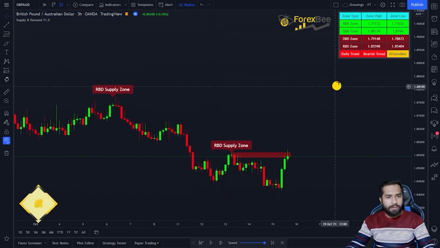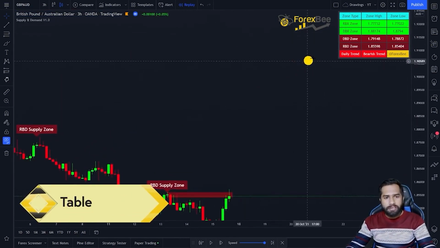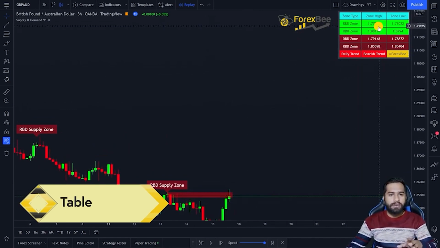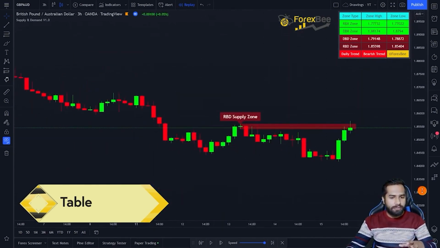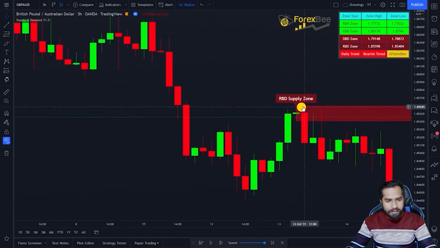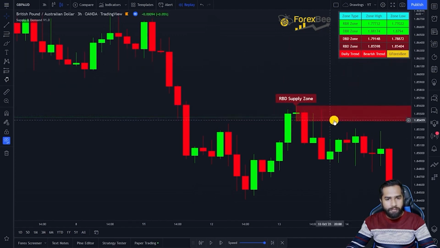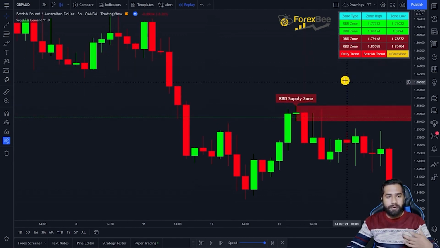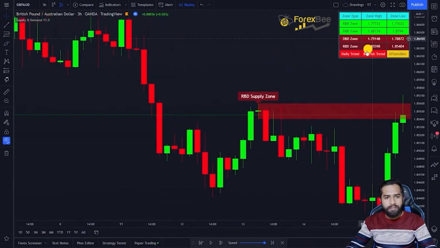Okay, and now let's talk about the table that is being drawn here. So in this table, what the indicator does is it gives us the zone high. Let me just go here just to give you an example. So here you can see that this is our rally based drop supply zone, and this is the high of this zone, and this is the low of this zone. So the indicator is giving us the values of this rally based drop supply zone. As you can see here, the high value is this. Let me just show you as well, and the low value is 1.85404, as you can see here. Okay, so the indicator is giving us the values of the latest zones in real time in this table.